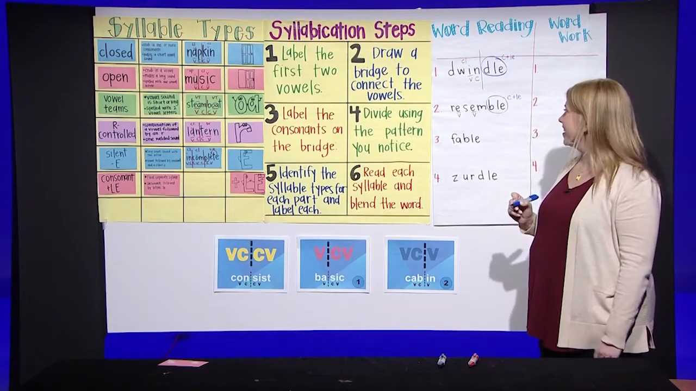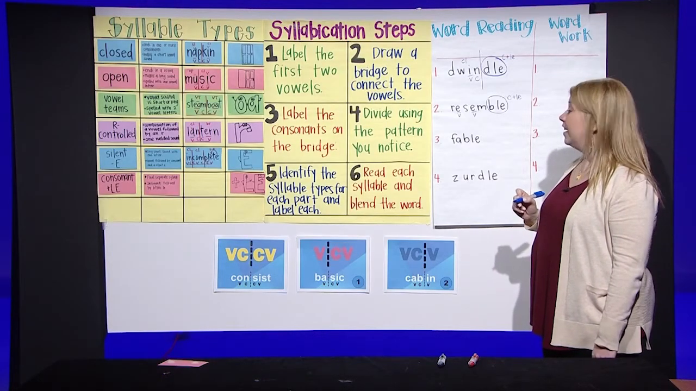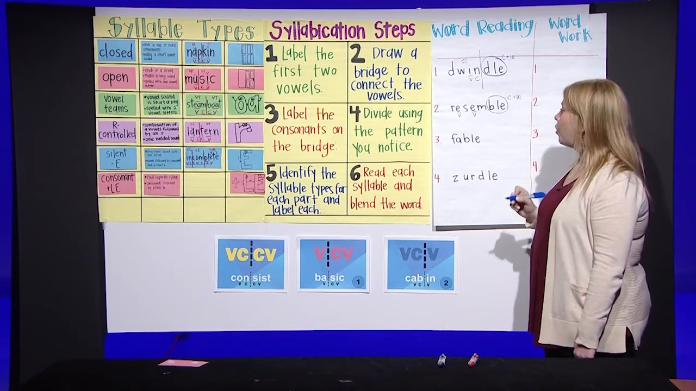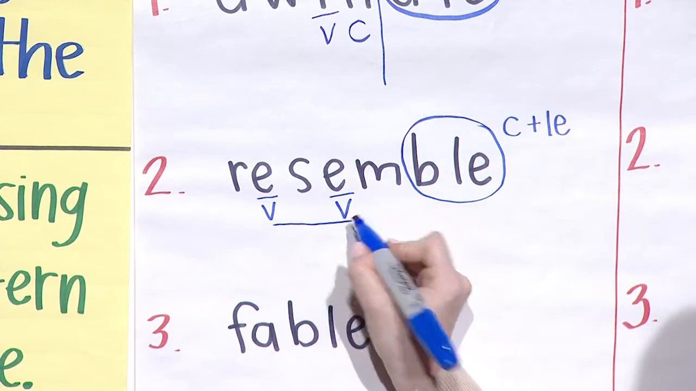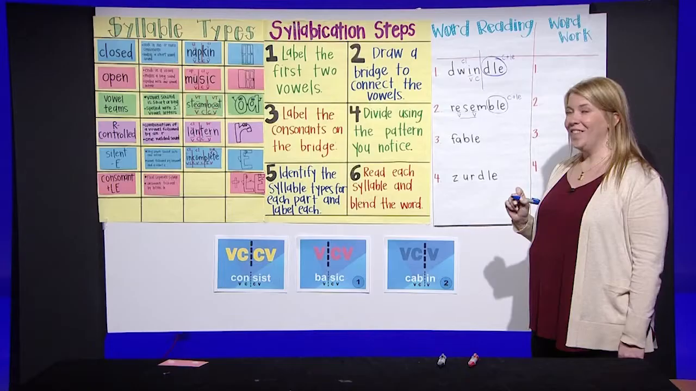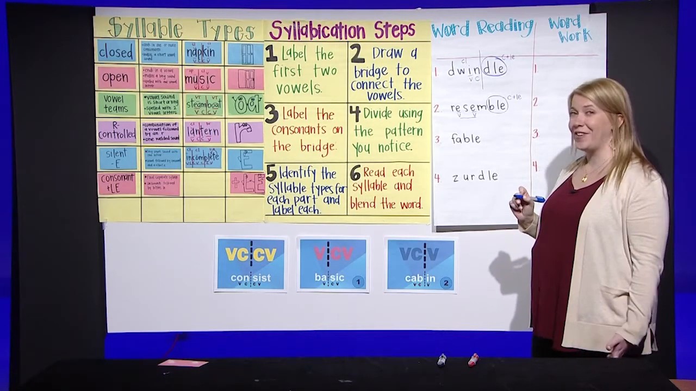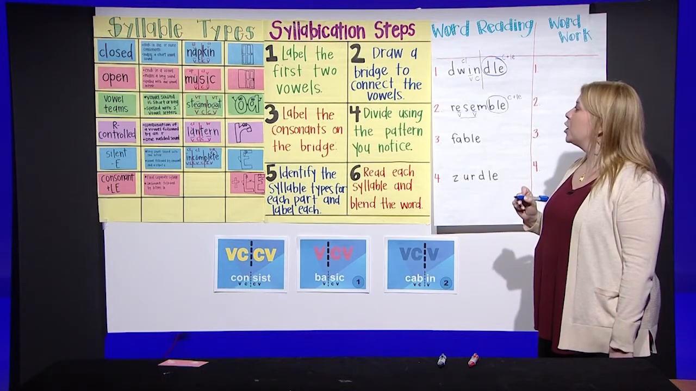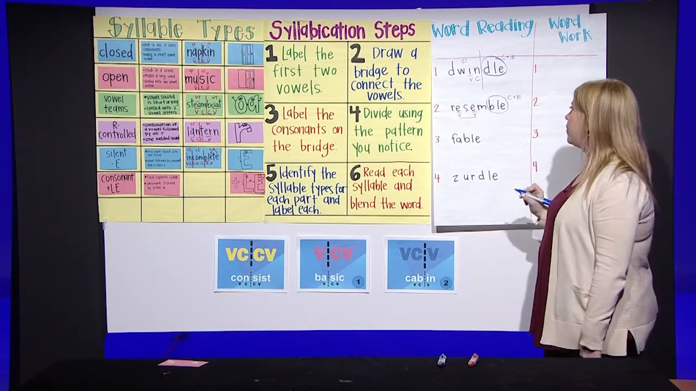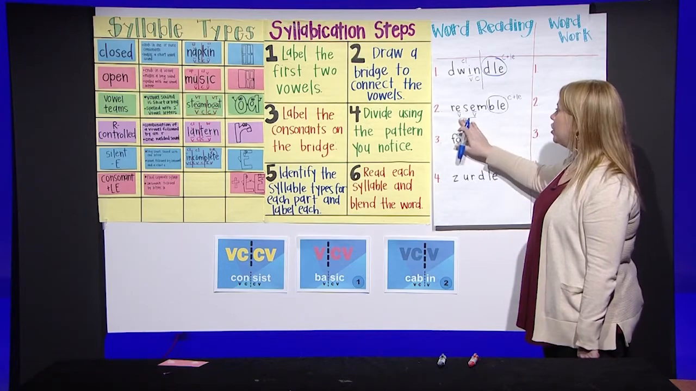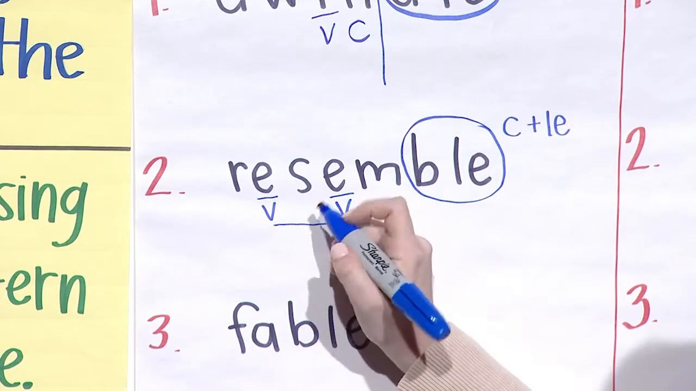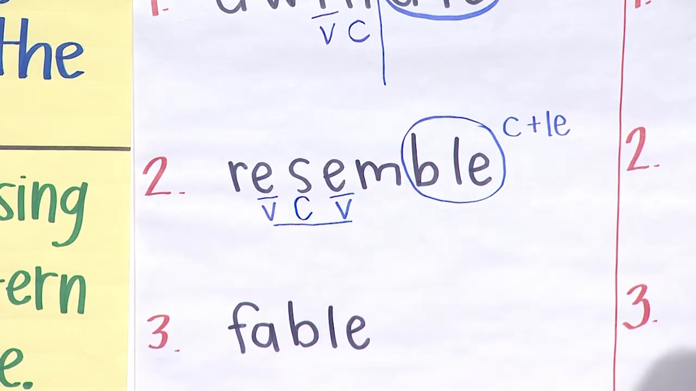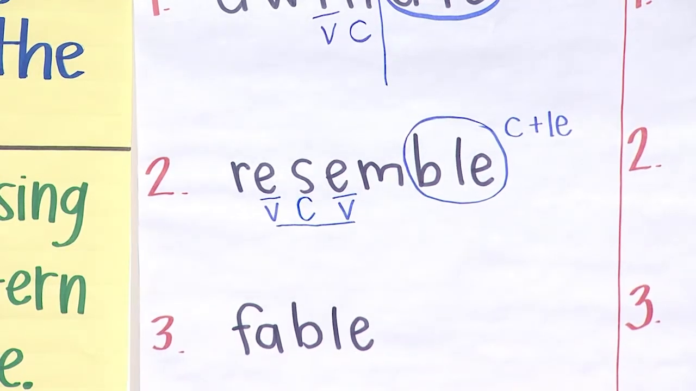What do we need to do next? That's right. We'll draw a bridge to connect those vowels. Beautiful. What do we do next? Step 3 tells me to label the consonants on my bridge. So what consonants do you see on my bridge right here? Very good. I just see consonant S. So I'll label that with a C.